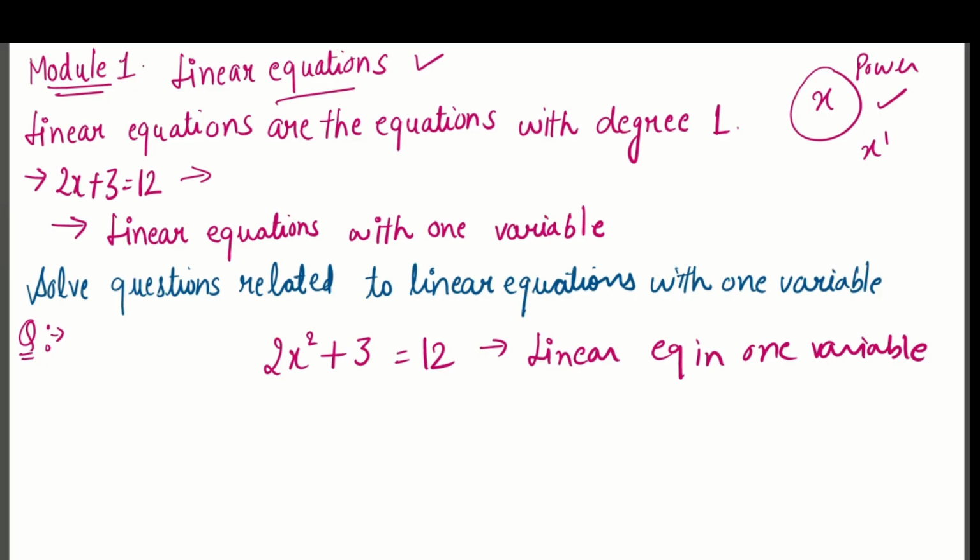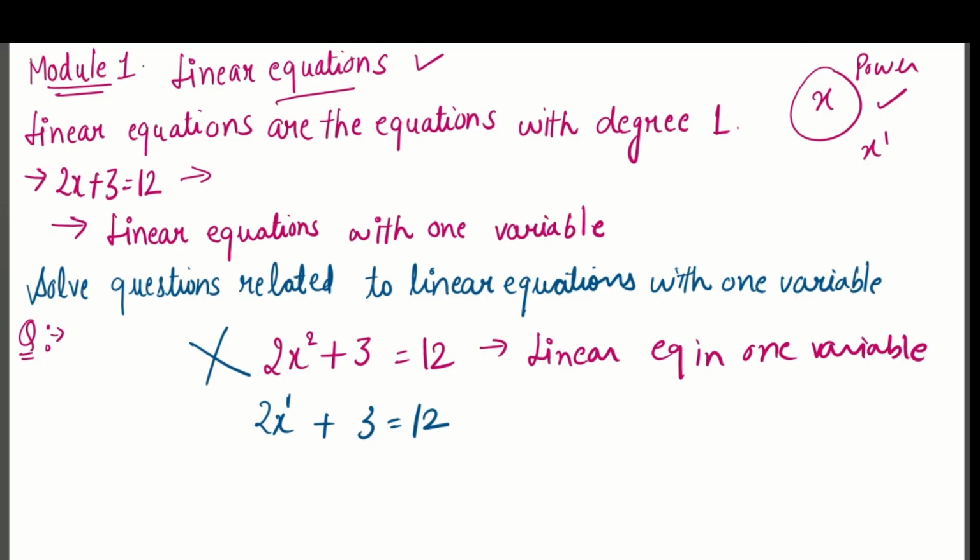So this is not a linear equation in one variable. Linear equations in one variable are those equations which have degree 1. These are called linear equations in one variable.